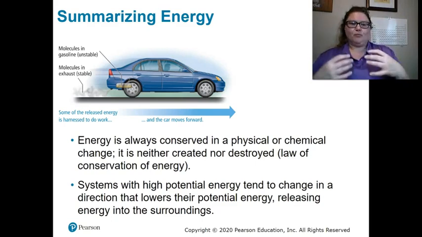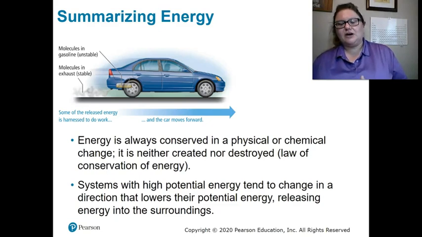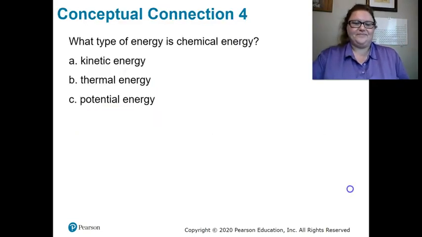So we can say that energy is always conserved in physical or chemical changes. It's got to be accounted for. You cannot make energy out of nothing. You cannot destroy energy into nothing. Systems that have a high potential energy tend to change in a direction. This is called spontaneity, something that happens on its own, that lowers that potential energy. It's kind of a natural flow of things, and that energy would then go to the surroundings.